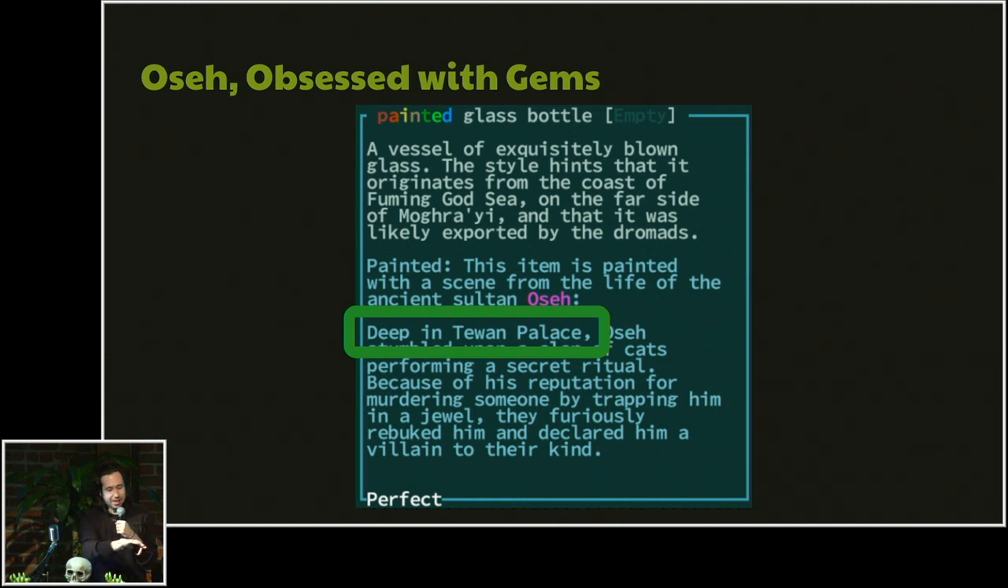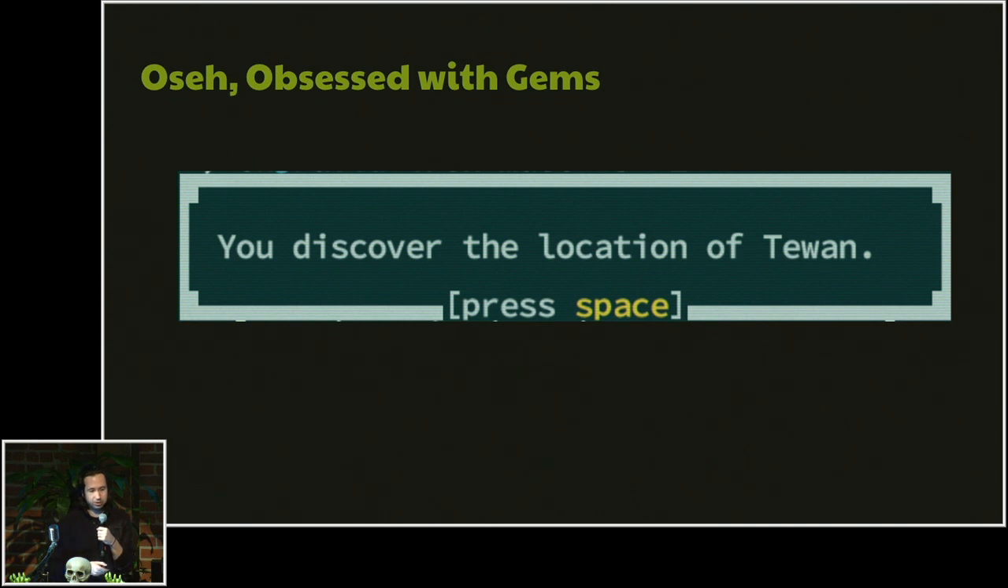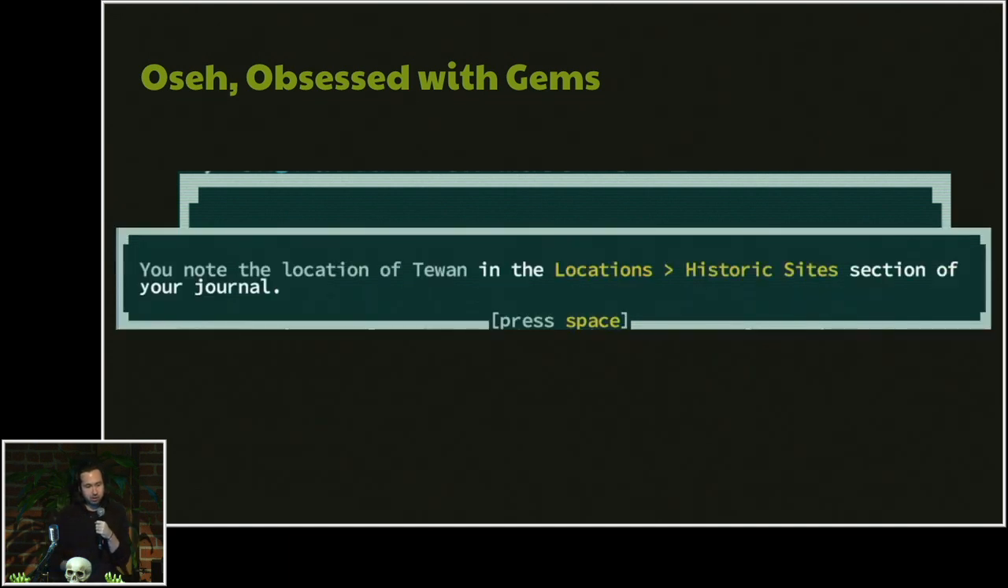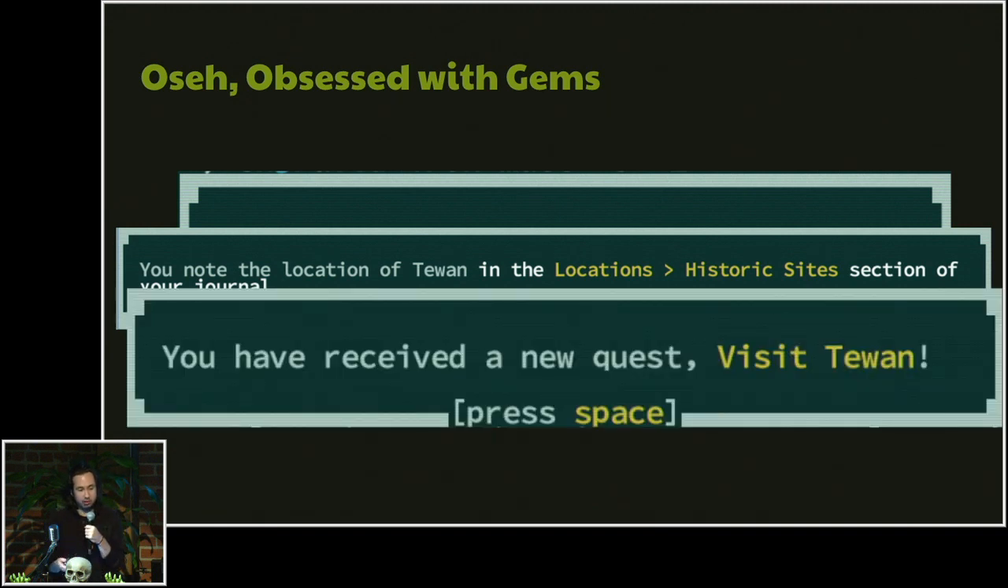So let's go back. So this glass bottle, right? It mentions a location here, deep in Taewon Palace. So Taewon Palace, whenever a location is mentioned in these histories, it's a location that was generated during the course of the history, and then we take and we instantiate in the world in some way. And in fact, the first time you discover one of these cultural artifacts that mentions one of these places, you get this little message. You discover the location of Taewon. You inscribe it in your journal. And you actually get a procedurally generated quest to visit it. So new quest, go visit Taewon.